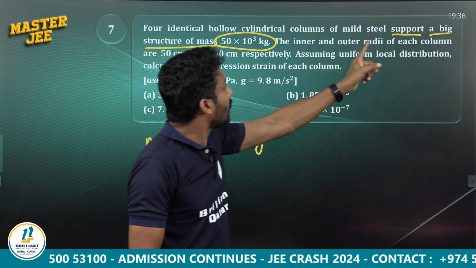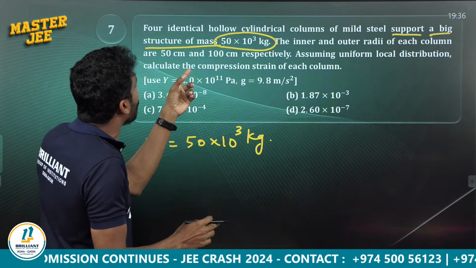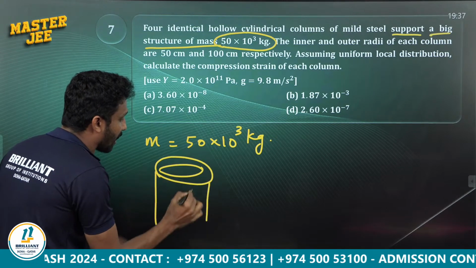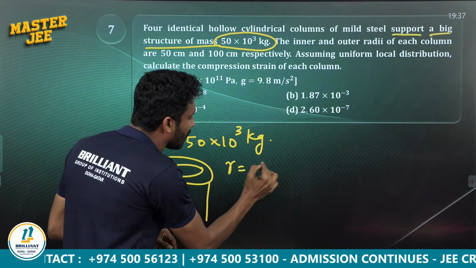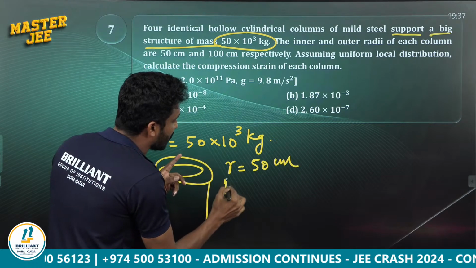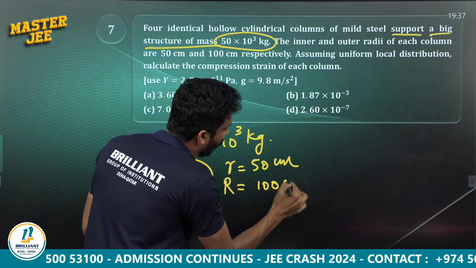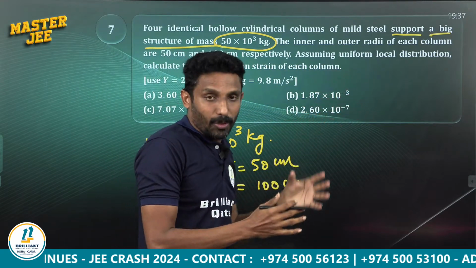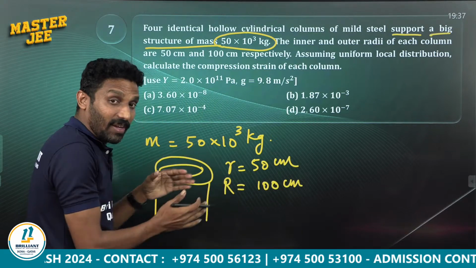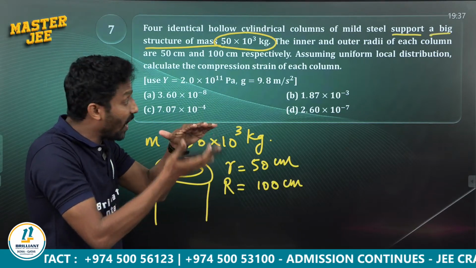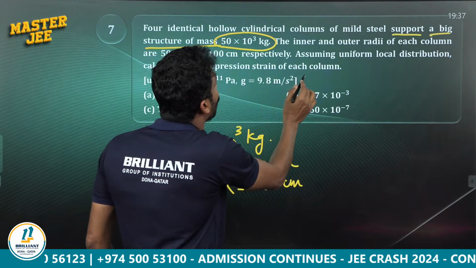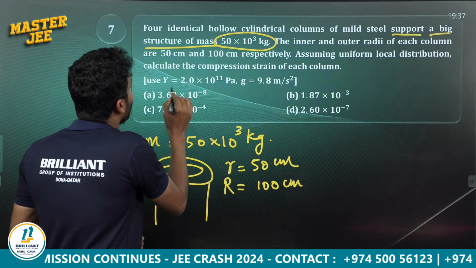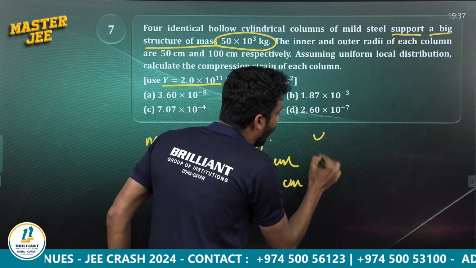The inner and outer radii of each column are 50 centimeter and 100 centimeter. These are pillars whose inner and outer radii are given. The inner radius small r is equal to 50 centimeter and the outer radius capital R is equal to 100 centimeter. Now, assuming uniform load distribution, that all the columns have equal distribution of weight, calculate the compression strain of each column. We need to calculate the strain. The Young's modulus is given. What is the equation of Young's modulus?